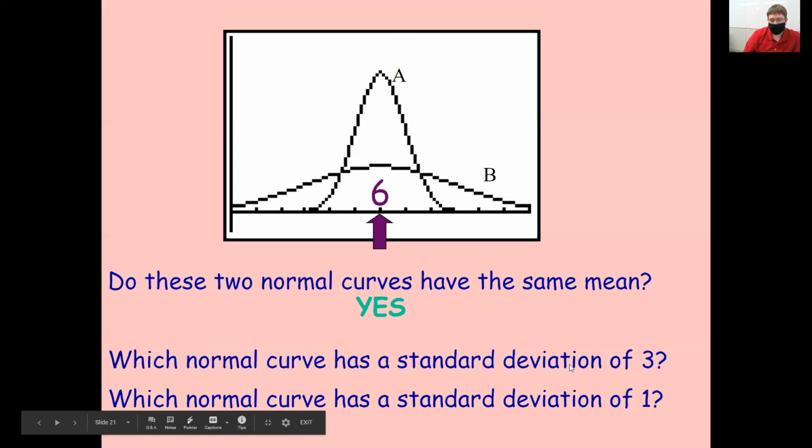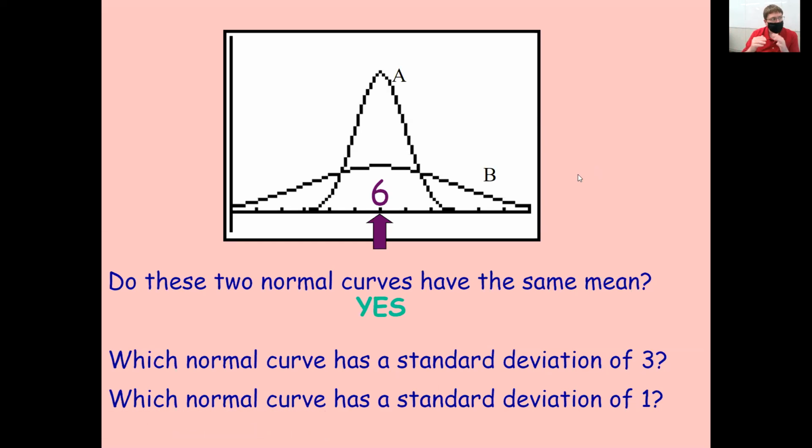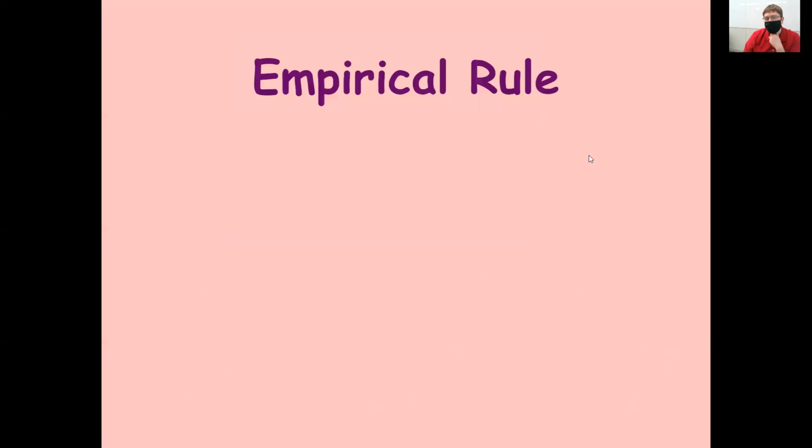Which normal curve has a standard deviation of 3? Which normal curve has a standard deviation of 1? Remember, standard deviation is a measure of how far from the average we would find an average data point. So the larger the number, the more spread out we would assume the data is in the graph. So graph B, the flatter one that takes up more space horizontally, would be the one with the higher standard deviation, and the one that is a little taller and narrow is going to be the one with the smaller standard deviation. So those are things to keep in mind when you're looking at numbers in the data.